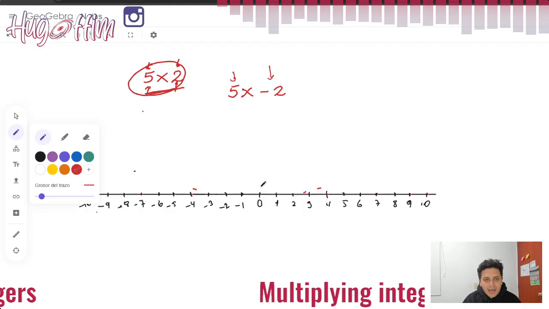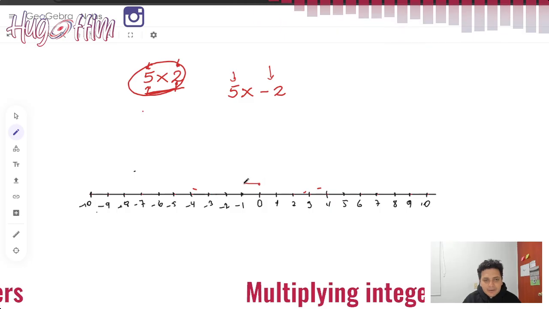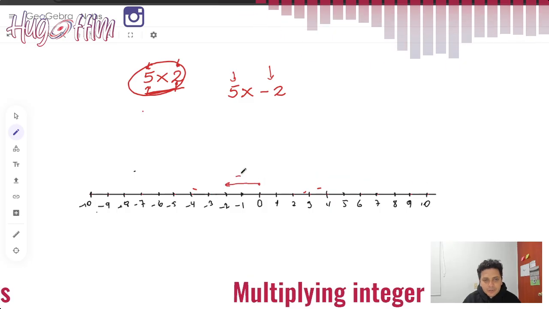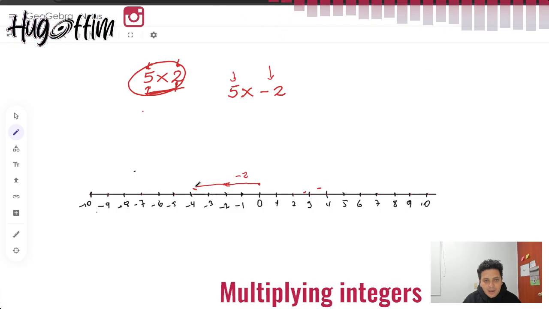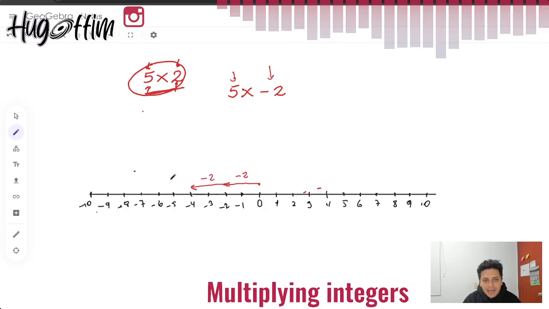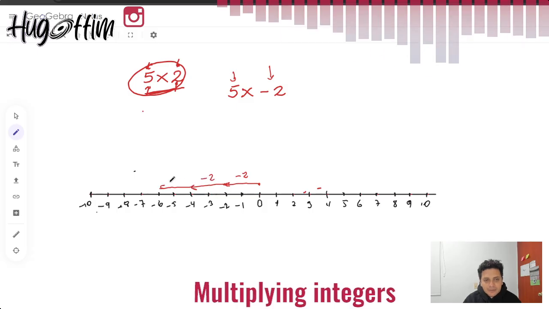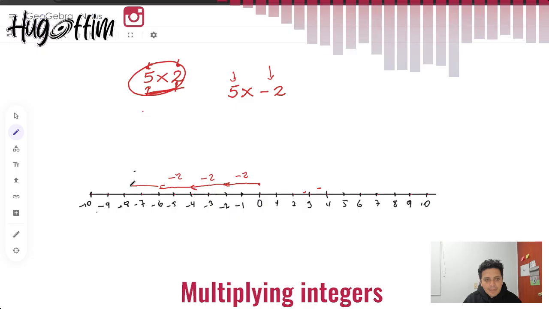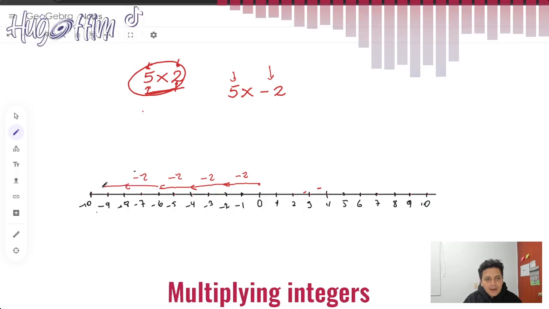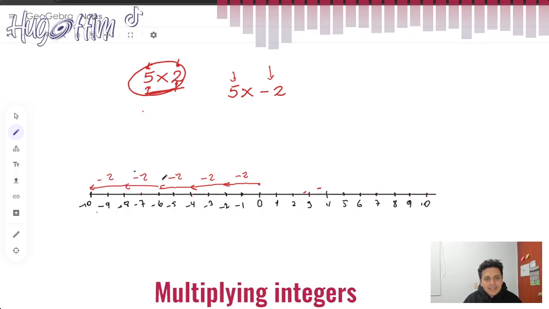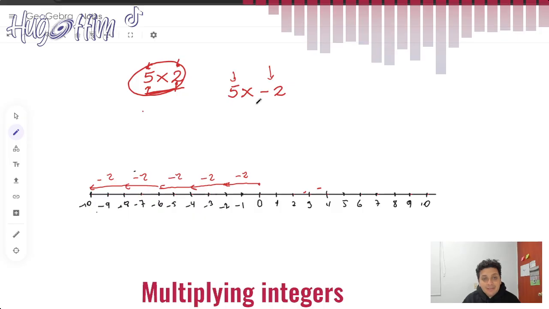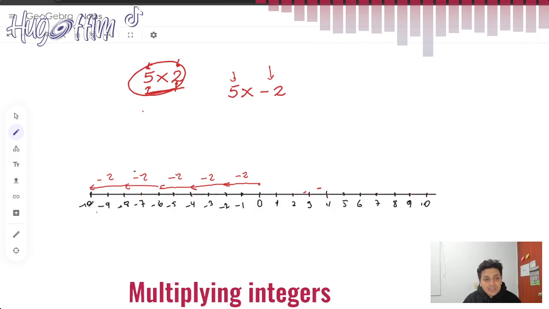So I'm going to add negative 2, 5 times. I take this negative 2 here, another negative 2, because I'm adding negative 2 five times: 3, 4, and 5. So as you can see, 5 times negative 2 is just negative 10.